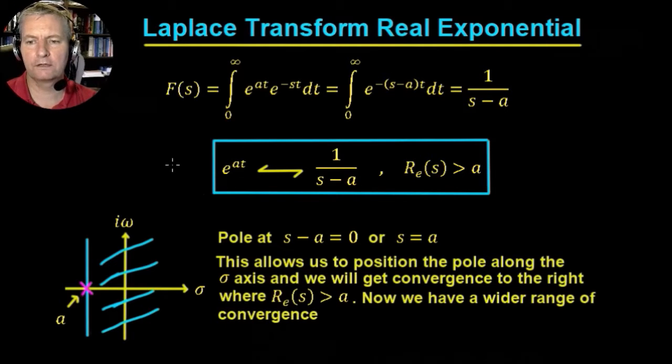So therefore we can say that the Laplace transform of the real exponential e to the at is 1 upon s minus a. But what about the region of convergence? Well, now the region of convergence is the real part of s greater than a. Now we'll be able to see that just in a second.